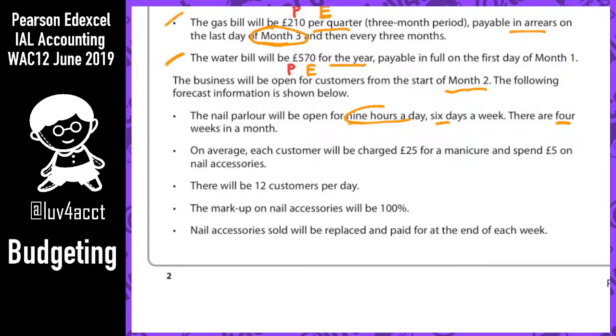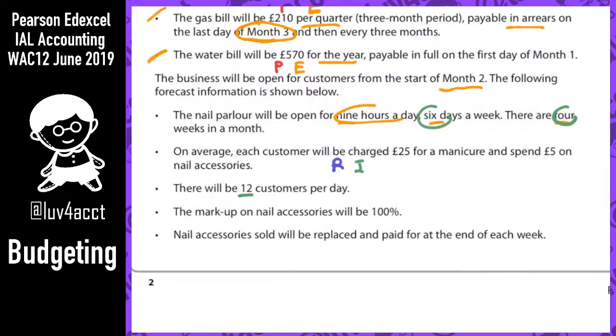Revenue is in blue, is it? Yes. Receipts. And it is also income. It will be the same. Okay, so 6 days a week, 4 weeks in a month. So 6 multiplied by 4, you have 24 days and 12 customers per day. So you have what? 6 multiplied by 4 multiplied by 12. You have 288 customers per month.